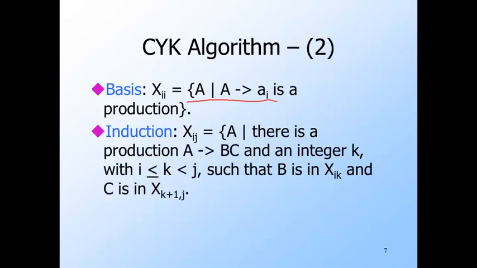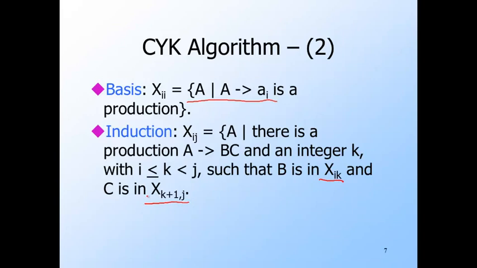For the induction, where j is strictly greater than i, we can compute X sub ij from the X's representing two substrings of a_i through a_j. The first is the substring from a_i to a_k for some k less than j, and the second is a_k+1 through a_j. Both these strings are of length less than j minus i plus 1, so we have already computed the sets X sub ik and X sub k+1,j.